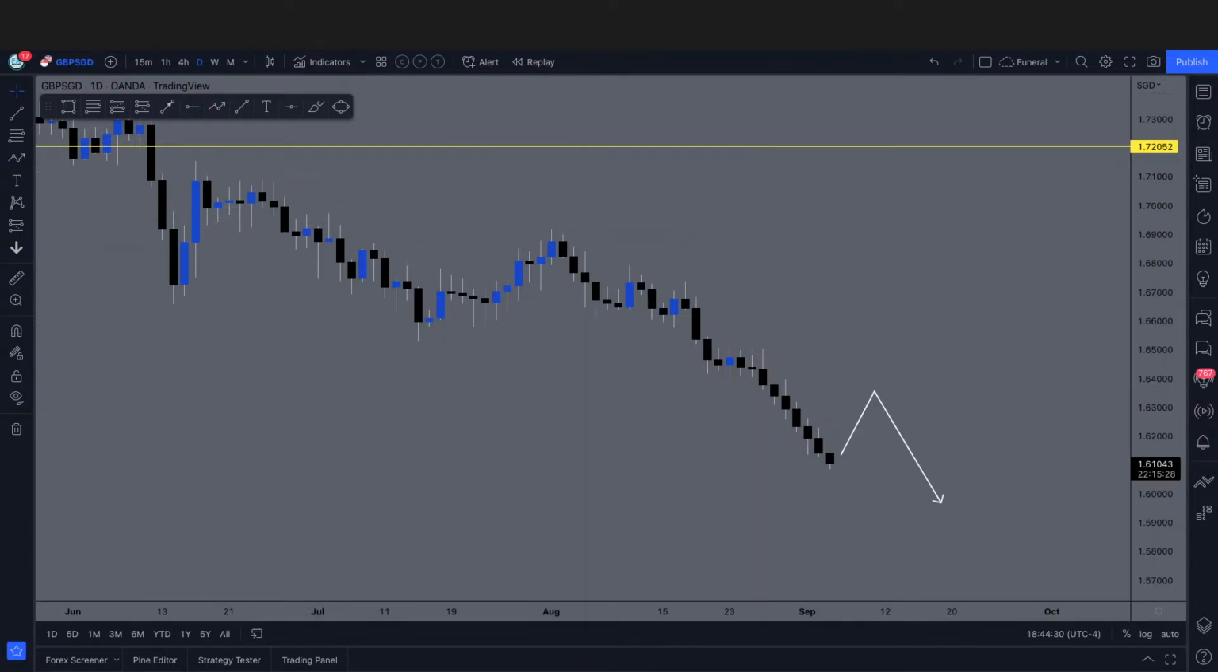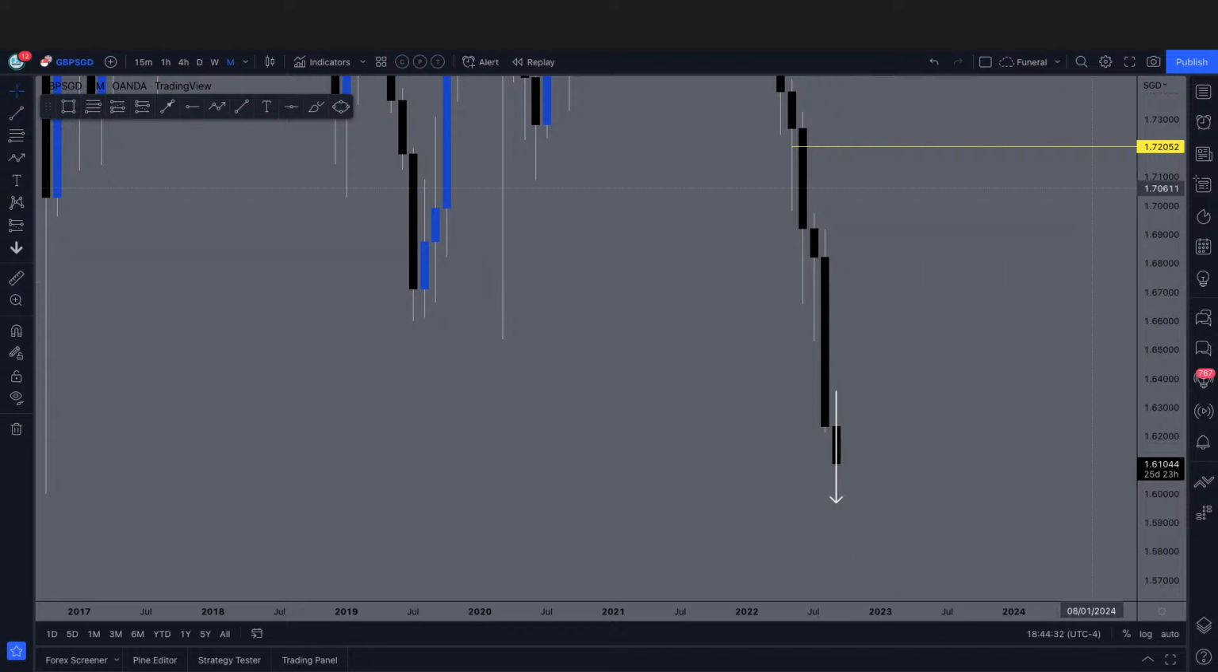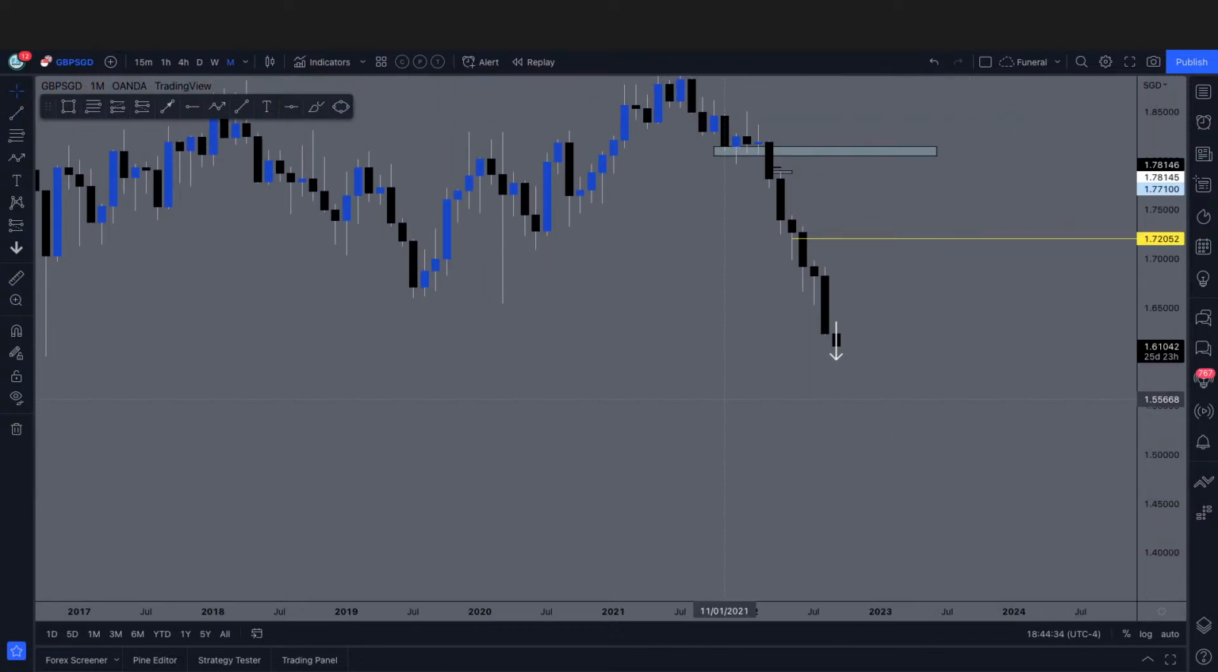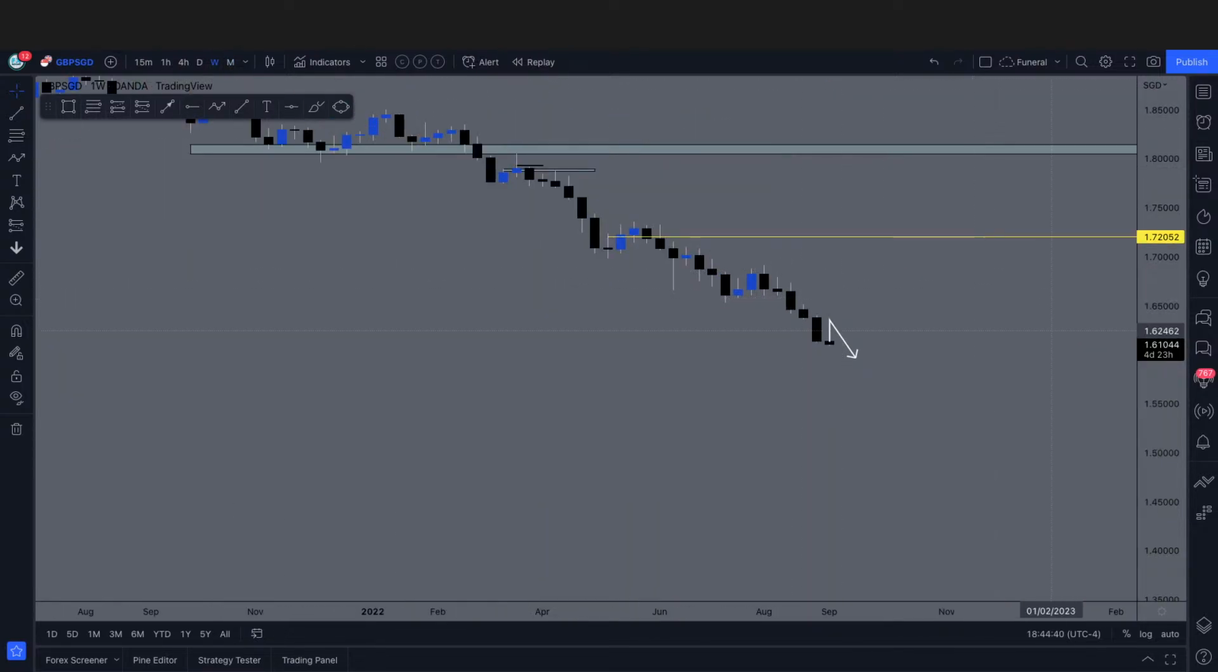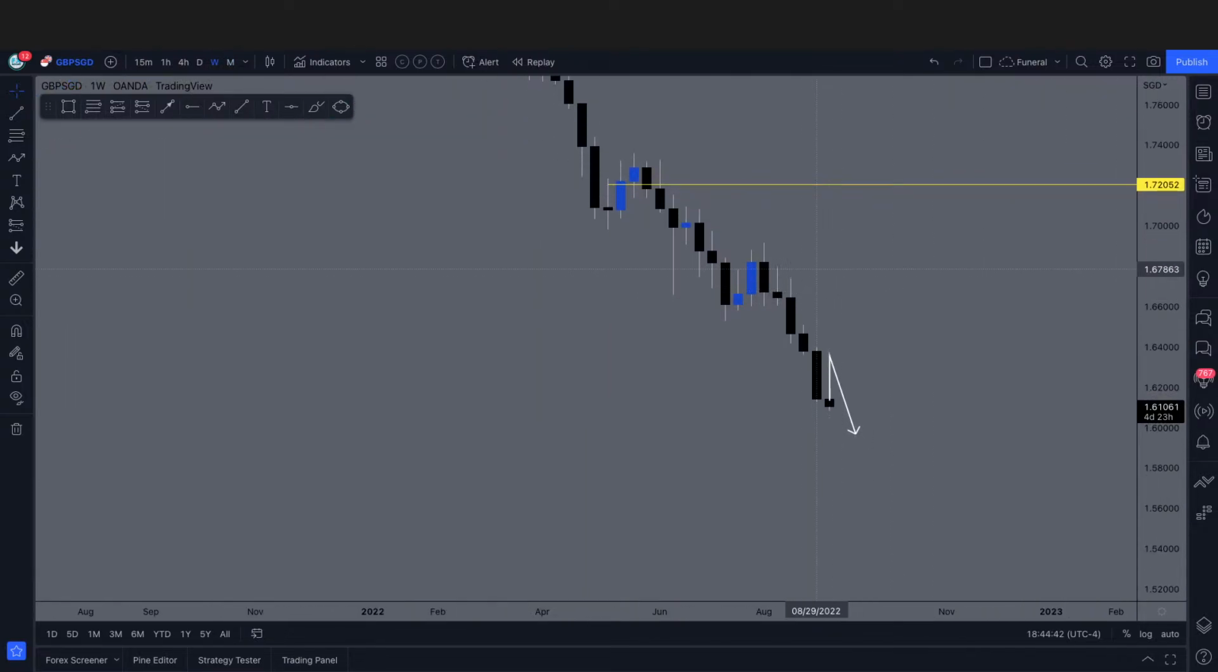GBP SGD from the monthly time frame, we have the market that is pushing down quite aggressively, breaking below monthly structure. If we do look at the weekly time frame, we have a market that's just impulse to the downside, so a correction is due.